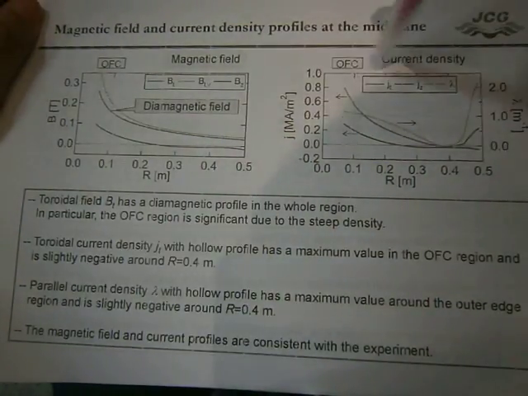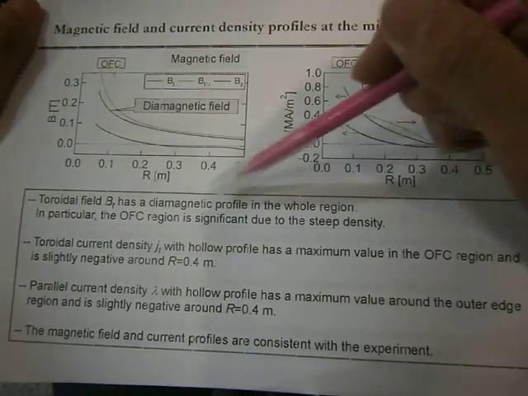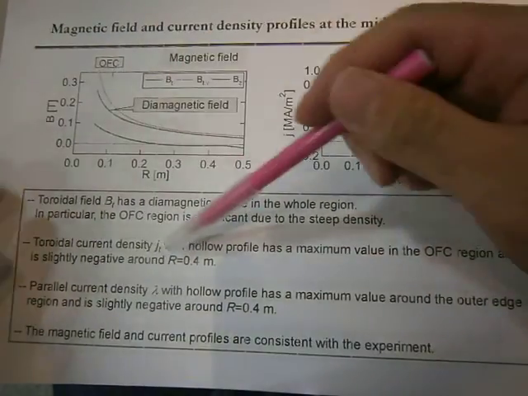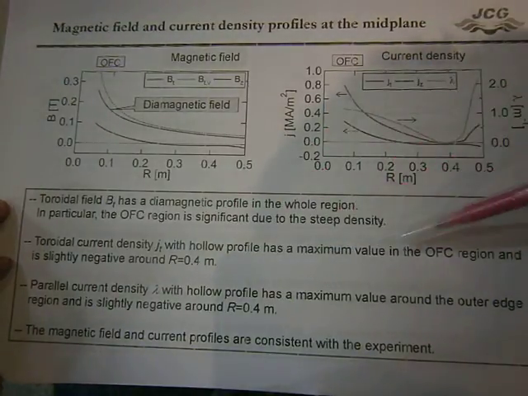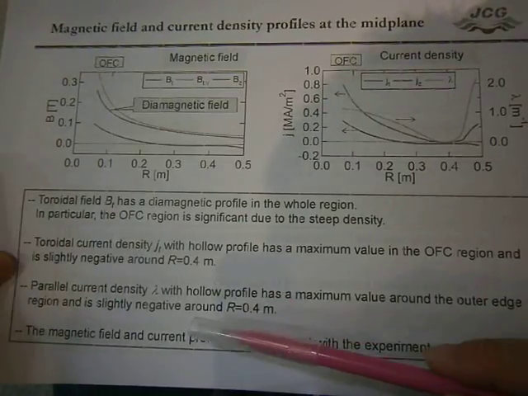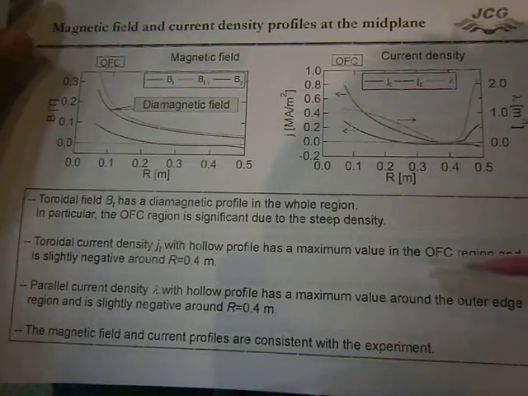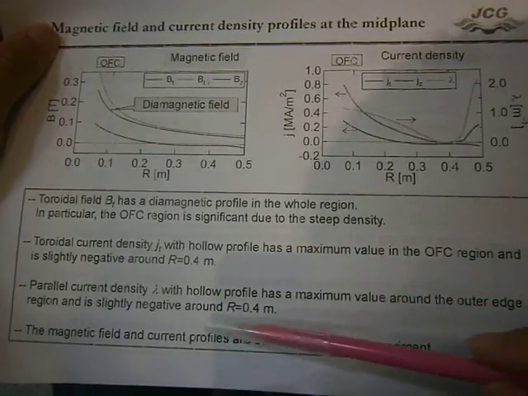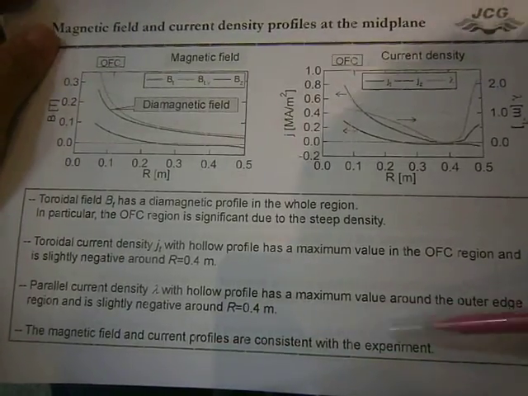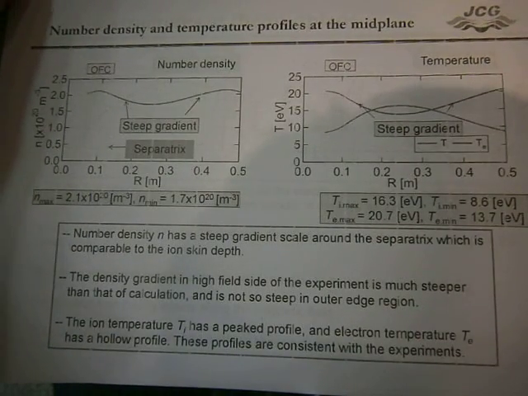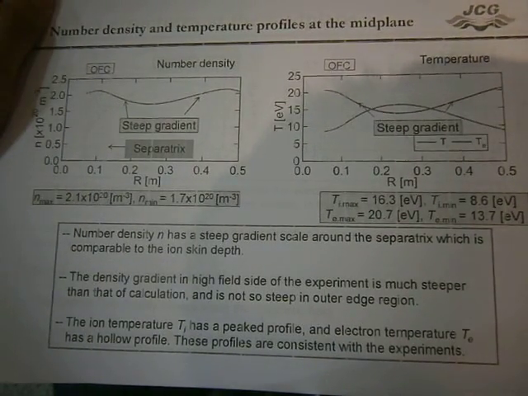Magnetic field diagram frame, current density through the field, the diagram proof configuration. The current density flow has a maximum value as the OFC region in the negative, around particle current density for the flow maximum value around the edge medium and slightly negative around magnetic field current through the experiments. Number density and temperature profile at the mid-plane.